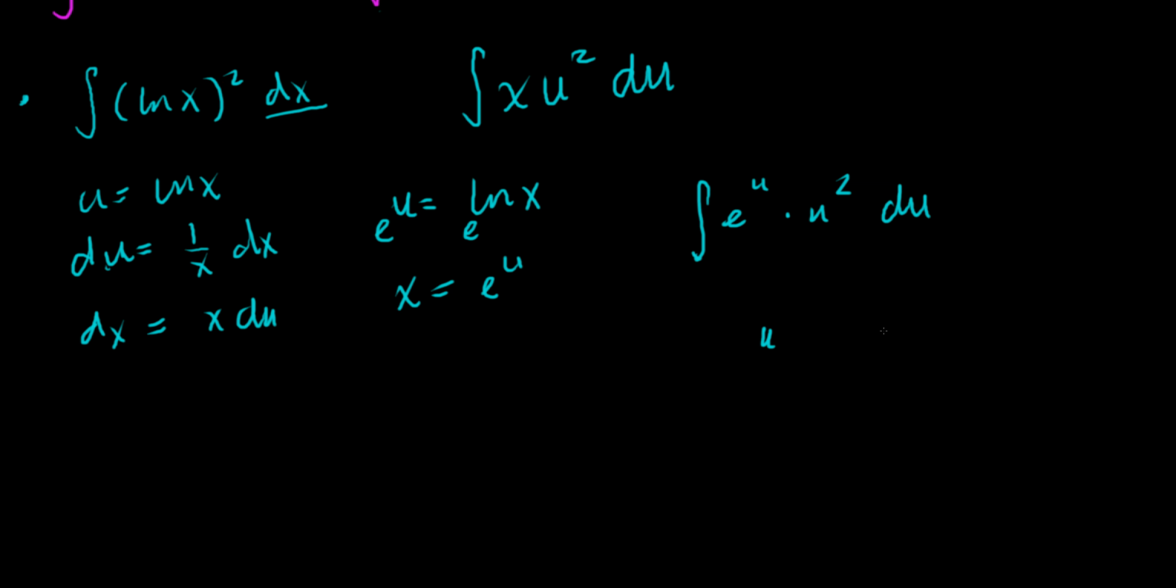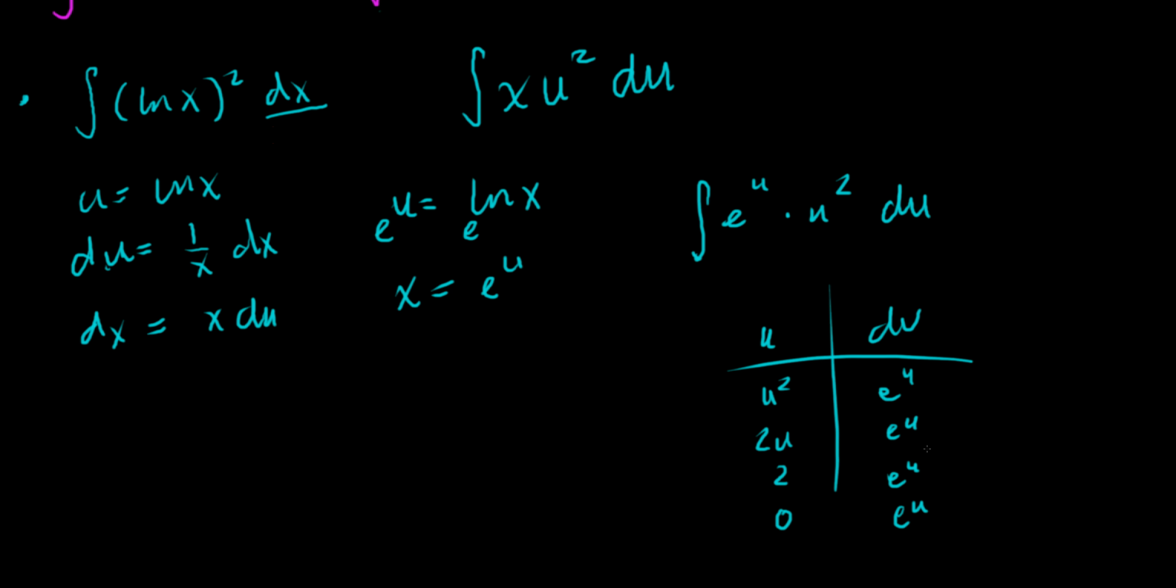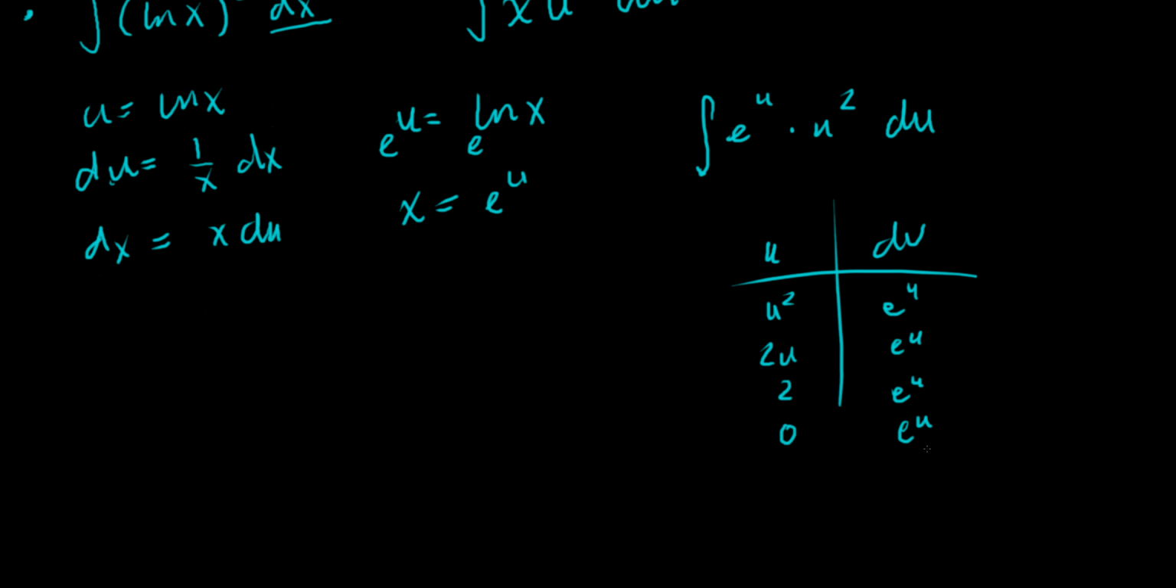We go u and dv, right? And we say, okay, we have u squared. We differentiate, we get 2u. We differentiate, we get 2. We differentiate, we get 0. Here we just get e to the u, e to the u, e to the u, e to the u. See how nice and easy this is?